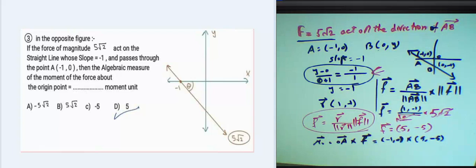Then the moment of the force about the origin point will be vector OA cross vector F. We can find the result: product of extremes subtract product of means, negative 5 times negative 1 is 5, subtract 5 times 0 equals 0. The result will be 5 moment units. So in this example, we can solve it by two methods.